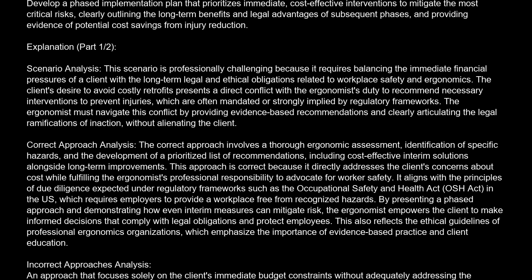By presenting a phased approach and demonstrating how even interim measures can mitigate risk, the ergonomist empowers the client to make informed decisions that comply with legal obligations and protect employees. This also reflects the ethical guidelines of professional ergonomics organizations, which emphasize the importance of evidence-based practice and client education.